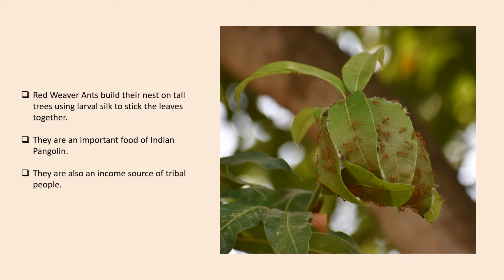So this is the nest of red weaver ants. They build their nests normally on the tall trees using larval silk to stick the leaves together. And they are food of various tribal communities also. It tastes a little sour because of the acid present in the ants, and they are important food of Indian pangolin. So to conserve Indian pangolin, we have to conserve their food, and they are also an important source of income for various tribal communities.